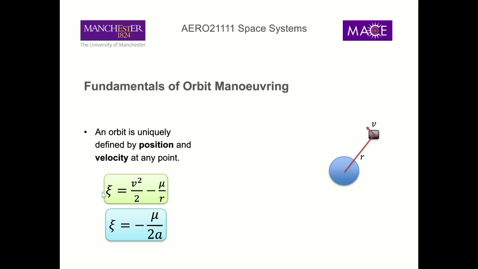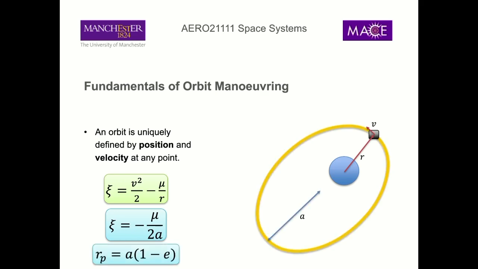And since we know that our energy has to be constant, we can then work out the semi-major axis of that orbit. So now we know we have an orbit that has to be elliptical or circular, it has to pass through our satellite, and we know what its semi-major axis has to be. Right? So we're part of the way there.